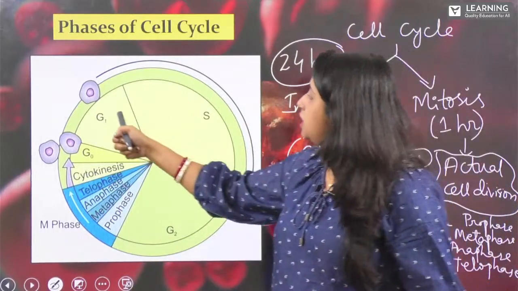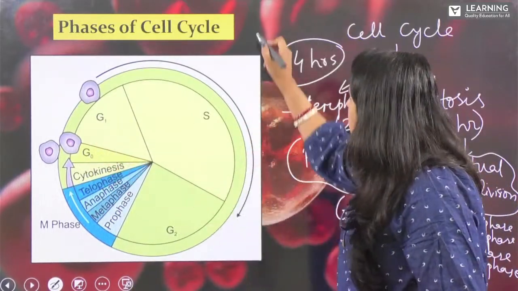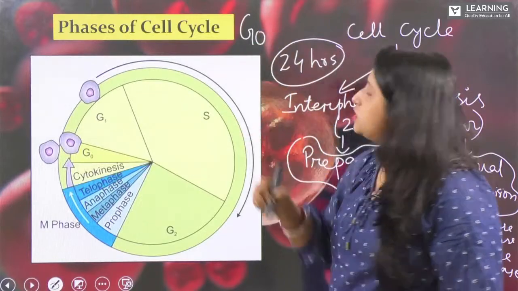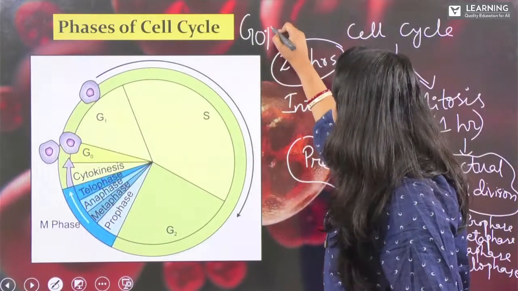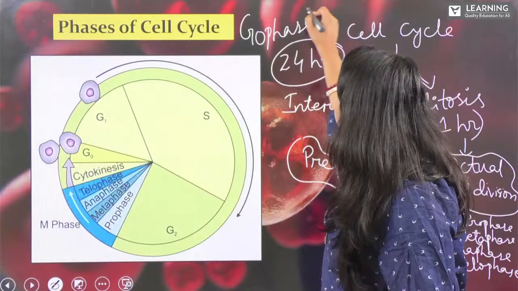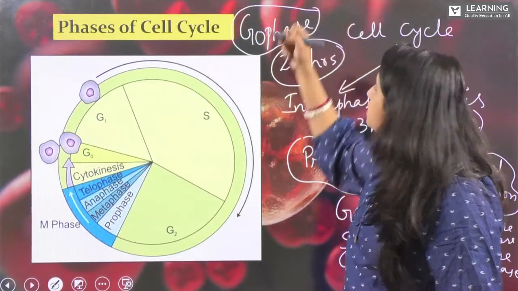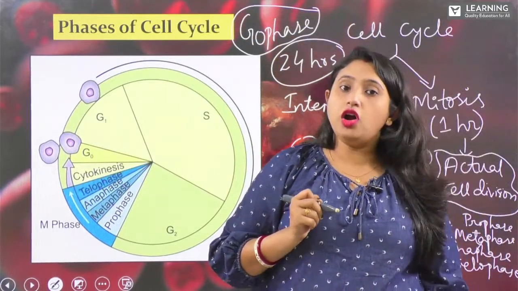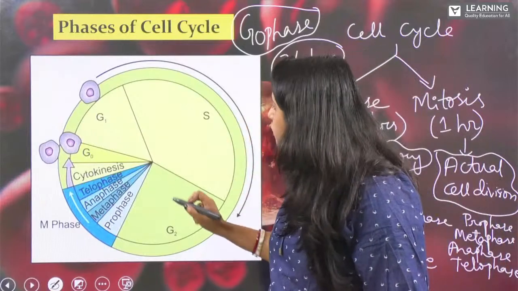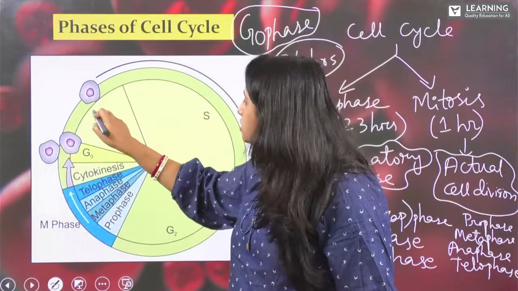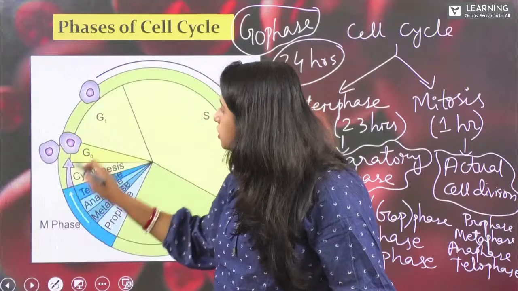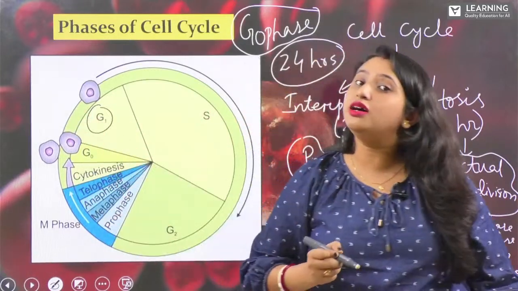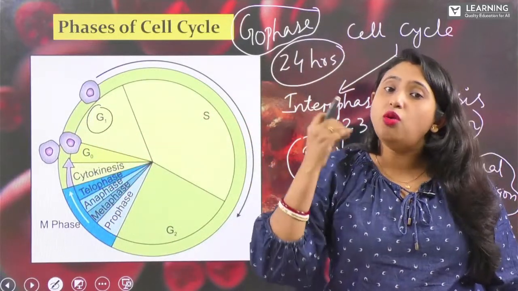See here again you can see the G0 phase. What is the G0 phase? Now there are some cells which do not divide. After reaching the G1 stage, there are some cells that don't want to divide.